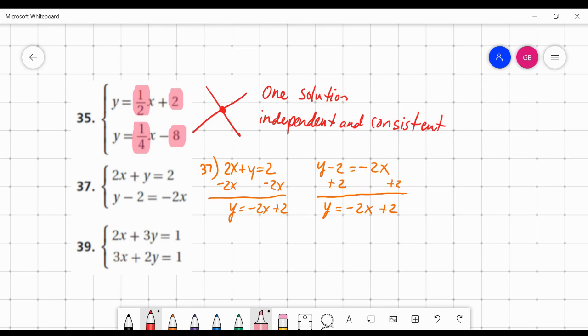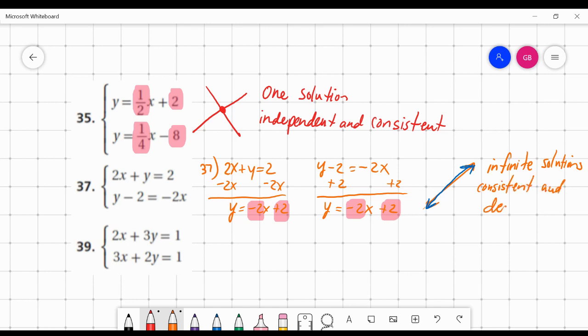We have the same slope, so the lines are parallel. We have the same y-intercept, so the lines are exactly the same. They're going to be right on top of each other. So if they're the same line, this is infinite solutions. Okay, these are consistent and dependent.